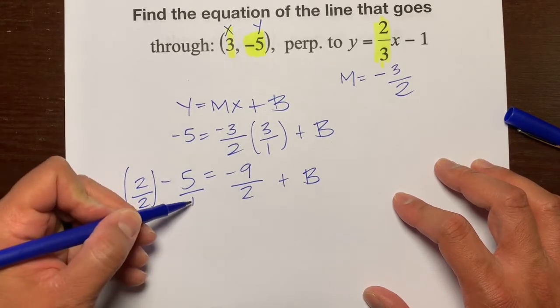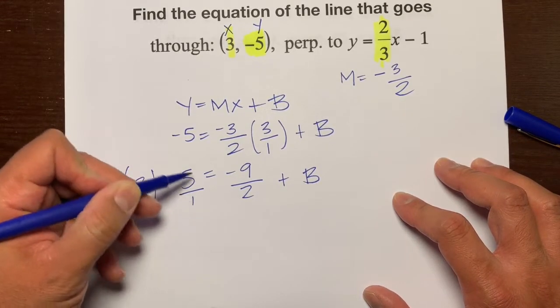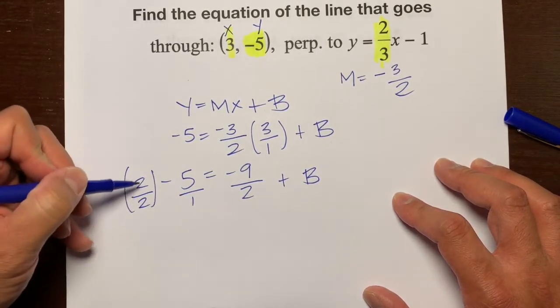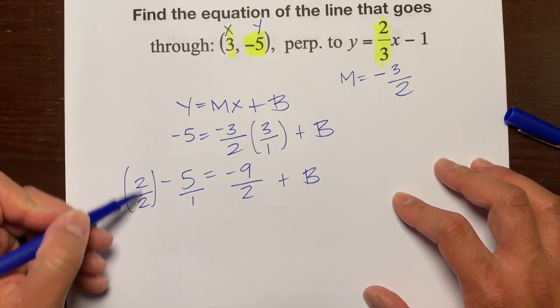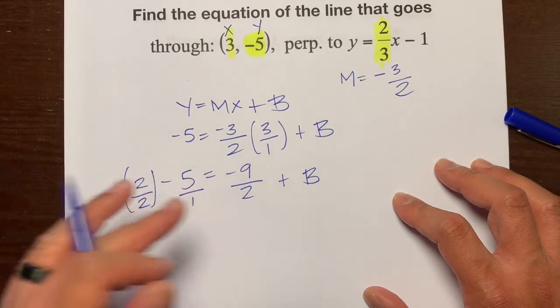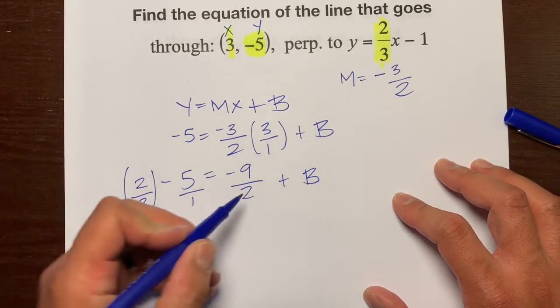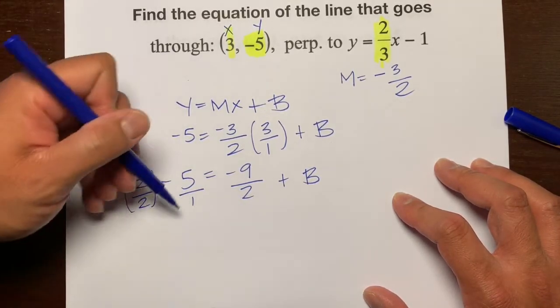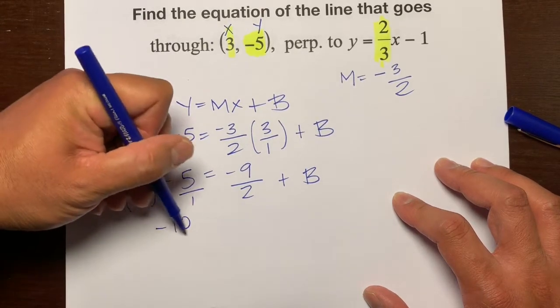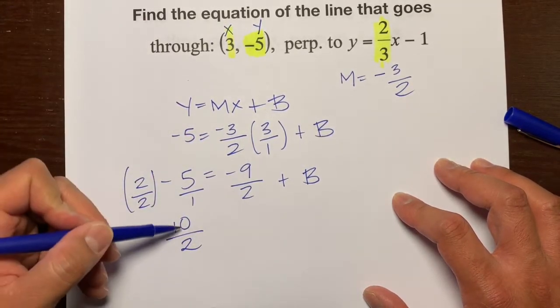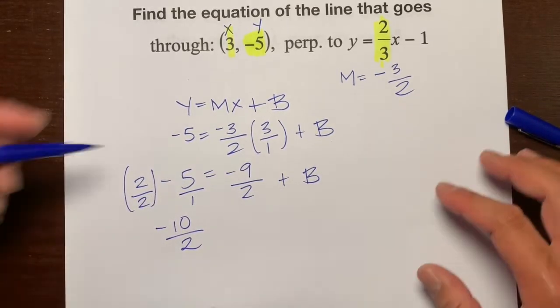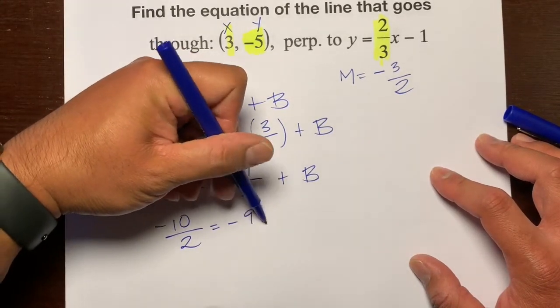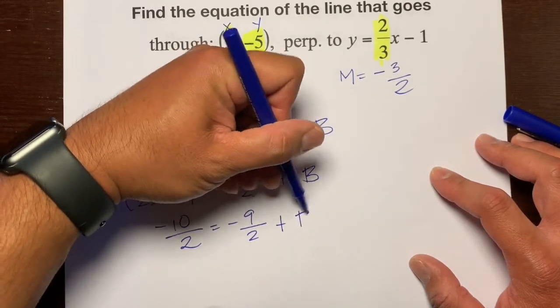We just can't put a 2 under here because that'll change the value. If we multiply by 2 over 2, 2 over 2 is just 1. 1 times another number is still that same number. So just multiply it by 2 over 2, which would make it negative 10 over 2. And if you simplify that, we would get negative 5 again. So equals negative 9 over 2 plus b.